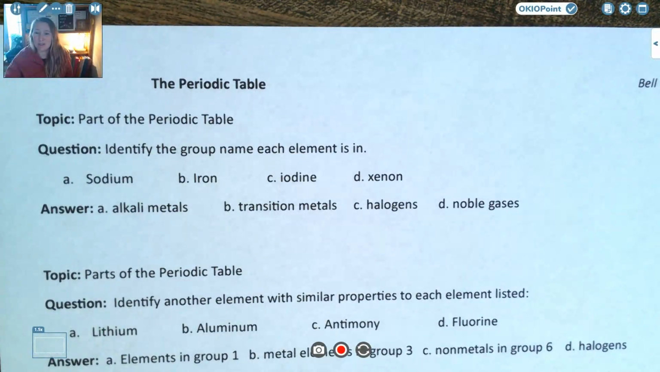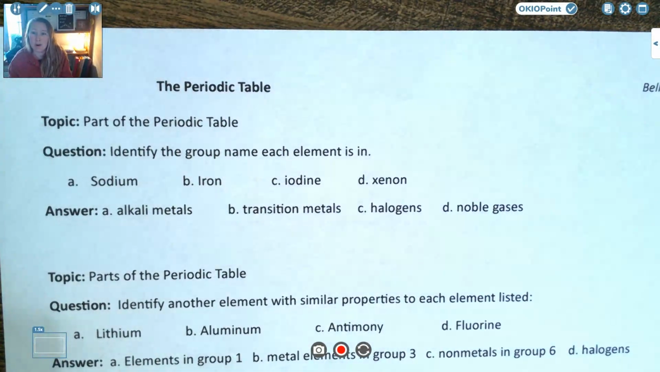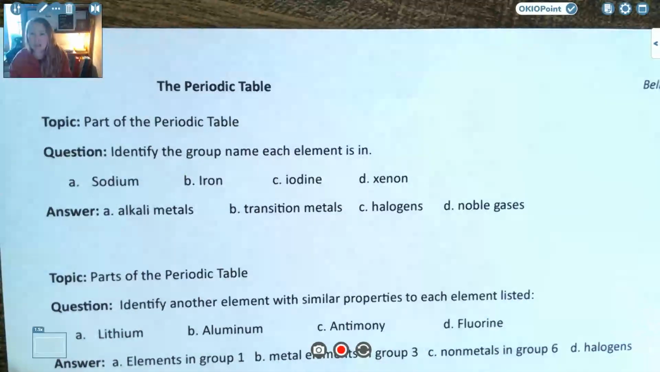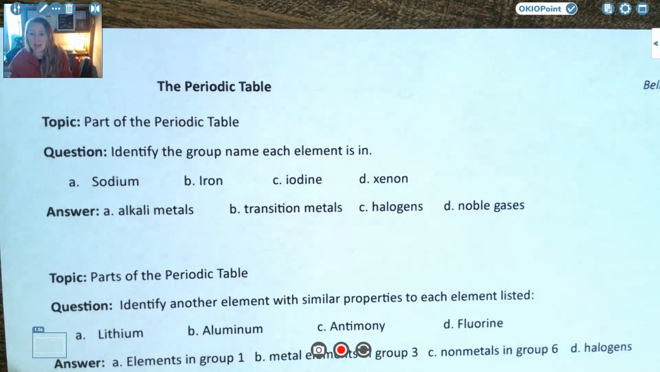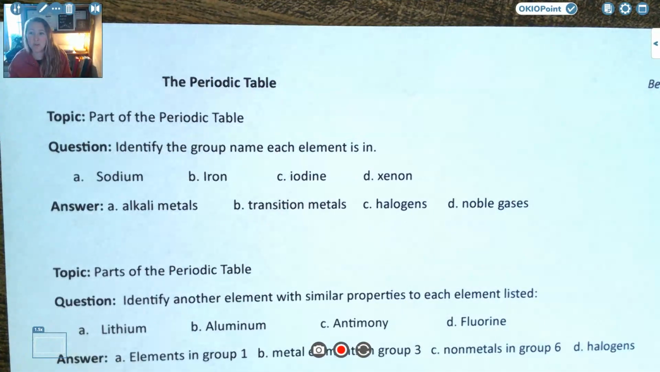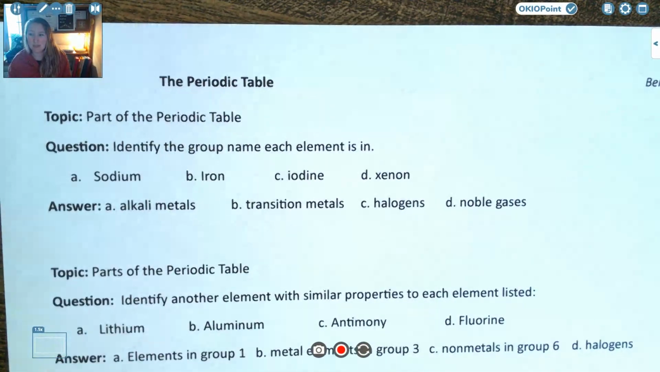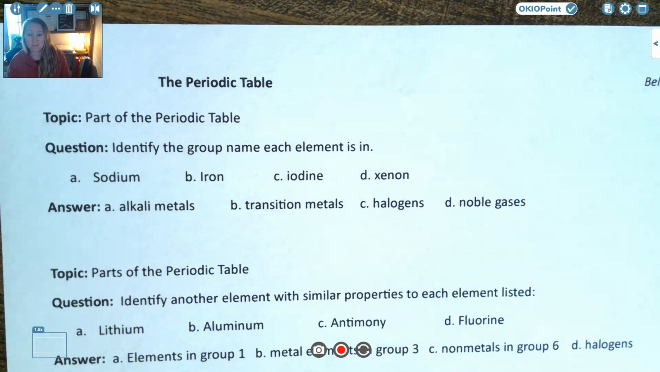So let's talk about a couple of different examples for our Bellwork. Again, Bellwork should be short and sweet. We want it done in 5 minutes, that way we can get on with whatever it is we're talking about that day. So when we're teaching about parts of the periodic table, a quick, easy way to identify if they've got it or not is to give them different elements and then have them quickly identify which group each element is in. So I like to spread out across the periodic table. I've got sodium, iron, iodine, and xenon, and then they have to identify which group they go in.